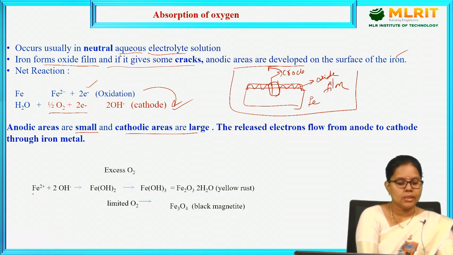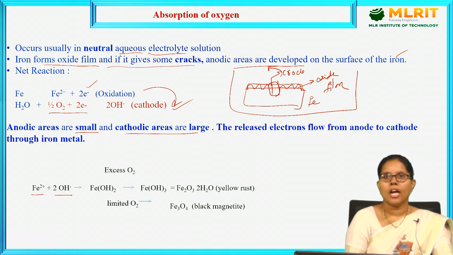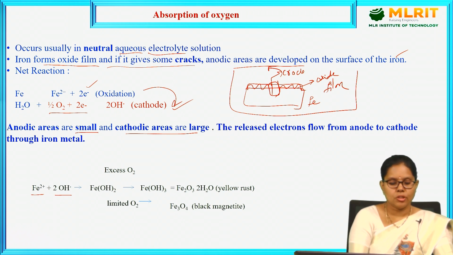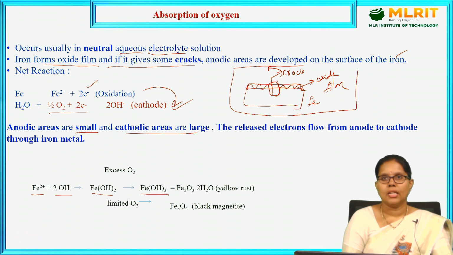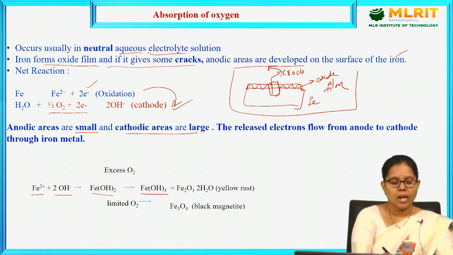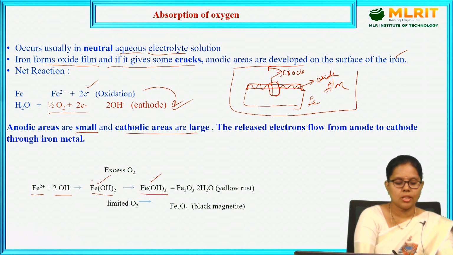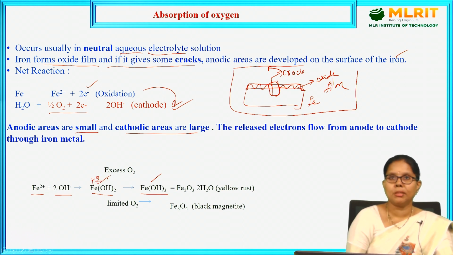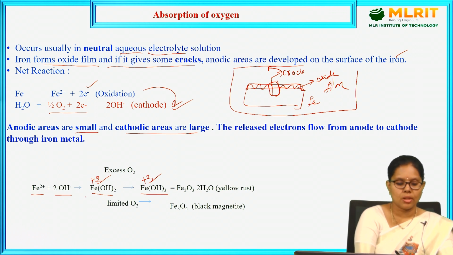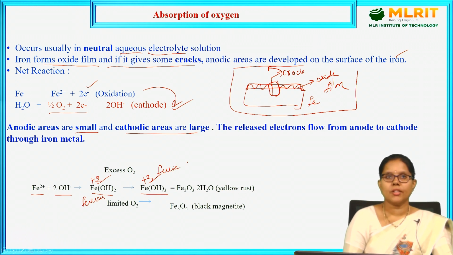See, these are the products, ferrous and hydroxide ions, which are formed, which give ferrous hydroxide or ferric hydroxide. These are the byproducts. These are the products: ferric hydroxide and ferrous hydroxide. Here the oxidation state of iron is +2. Here the oxidation state of iron is +3. +2 means ferrous and +3 means ferric. Ferrous hydroxide and ferric hydroxide.